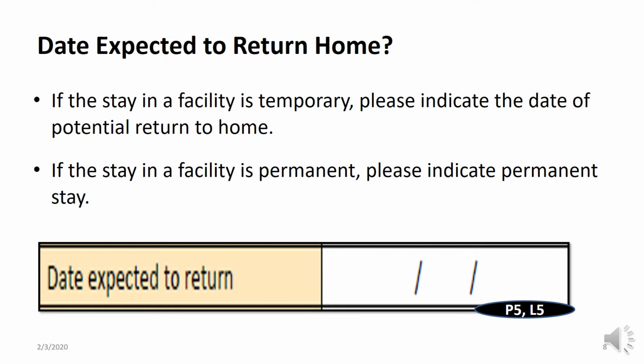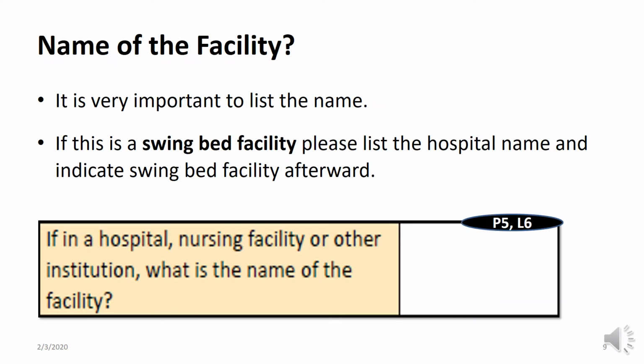If the stay in a facility is temporary and the person intends to return home, please indicate the date of the potential return to home. If a stay in the facility is permanent, please indicate permanent stay. What is the name of the facility? It's very important to list the specific name of the facility.